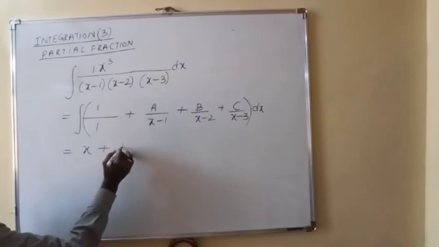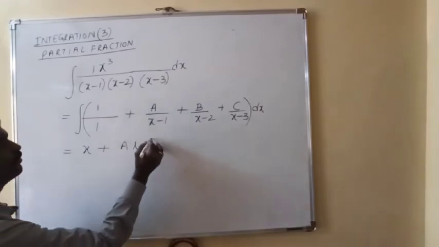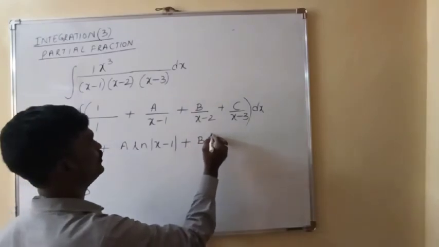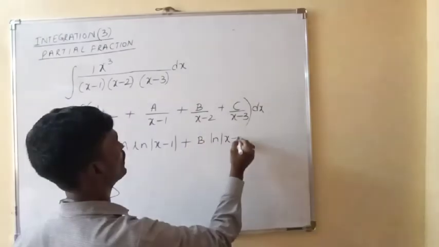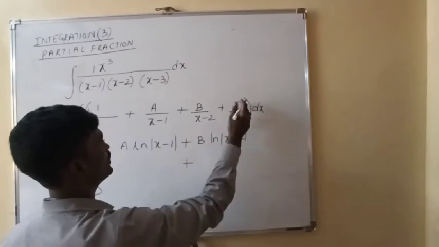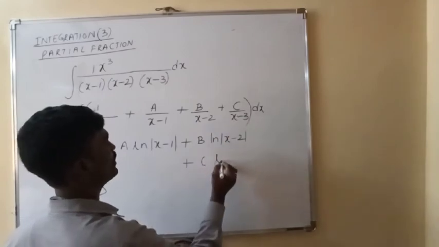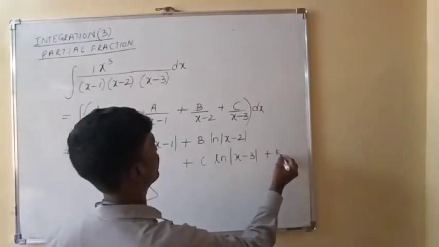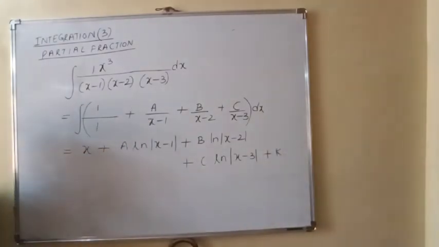Now the integral of 1 dx is x. The integral of a by x minus 1 is a into ln of mod x minus 1, plus b into ln of mod x minus 2, plus c into ln of mod x minus 3, plus constant k. Then how to find the values of a, b, c? Just use the same shortcuts as above.